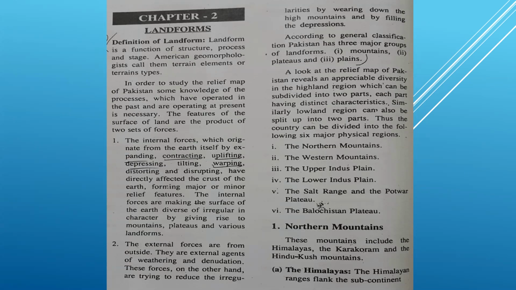One more short question, name the physical regions of Pakistan. I told you, so you will just write these six features of Pakistan: the northern mountains, the western mountains, the upper Indus plain, the lower Indus plain, the salt range and Potwar plateau, the Balochistan plateau. In a short question, it can be asked, write a short note on the northern mountains or the western mountains or the upper Indus plain. Any one can be asked in a short question or in a long question also.